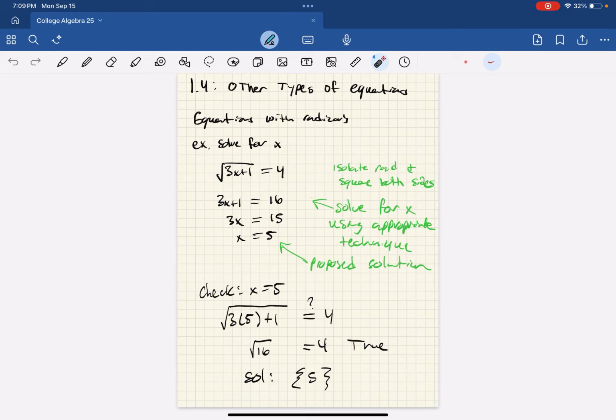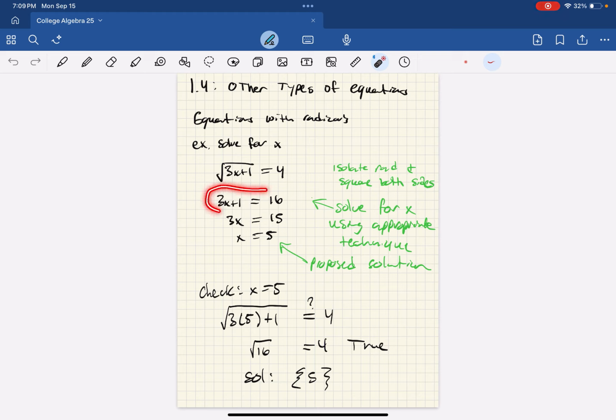1.4, other types of equations. We're going to take a look at equations with radicals. So what we want to do is isolate the radical, and then square both sides. So when we square both sides, on the left, we'll have 3x plus 1, and on the right, we'll have 16.